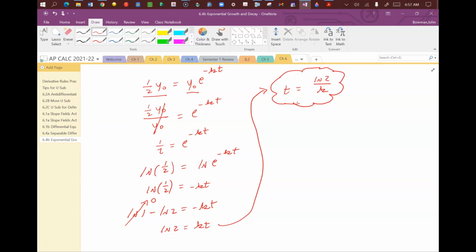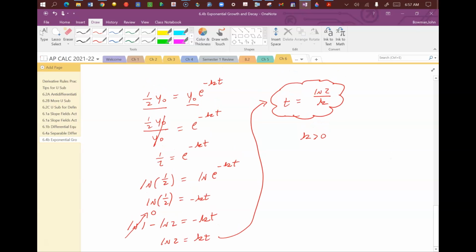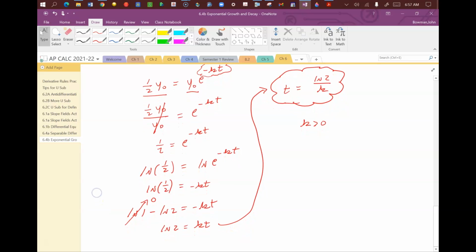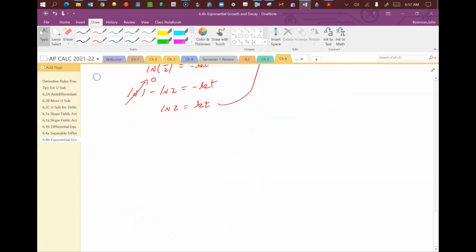So essentially, you can say for any problem, the half-life is equal to the natural log of 2 divided by k when k is greater than 0. And the reason that k is greater than 0 is because up here in the original, we dealt with the fact that our exponent needs to be negative by making k have a negative sign in front of it.